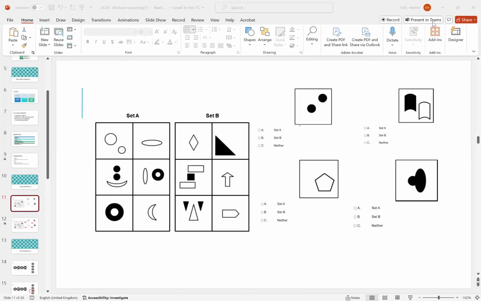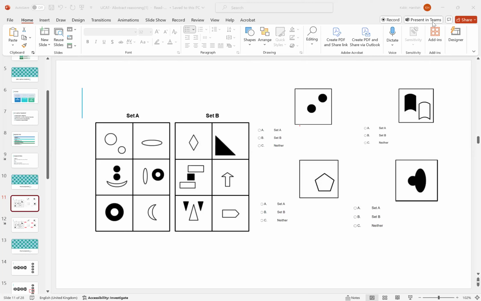Okay, now let's have a go at the third one. So everyone who chose A, raise their hand. B, raise your hand. And C, raise your hand. Okay, so the good thing is most of you guys are getting the correct answer. So you're correct. For the third one, it's set B because it only has straight lines.